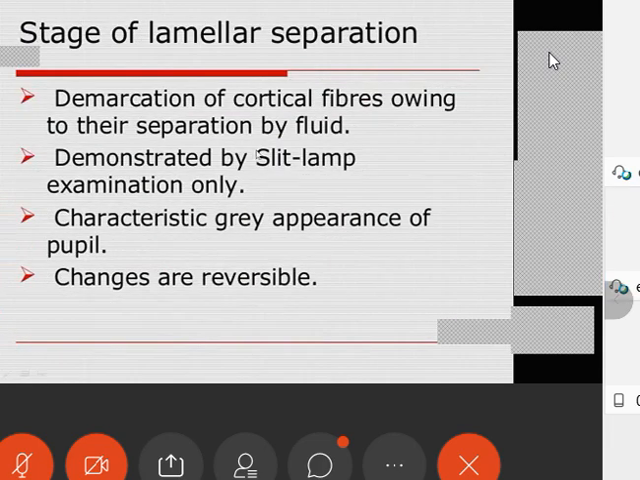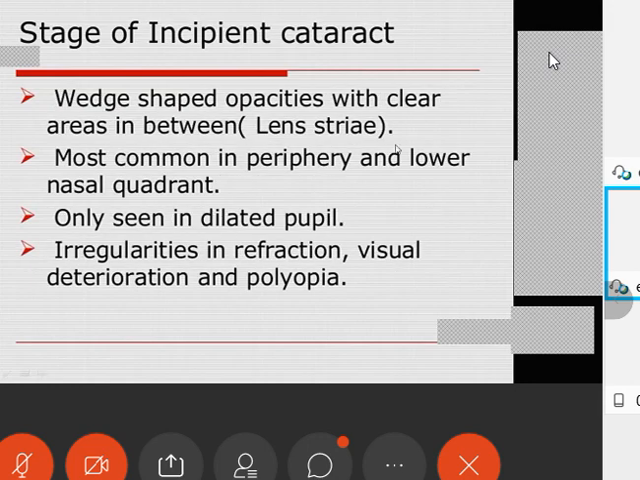The lamellar separation is demonstrated only in the early stage by slit lamp examination. There the lens fibers are clearly seen with the slit lamp. Another thing we have to observe in that case is the gray appearance of the pupil. Okay. And then the incipient stage, I already described, the symptom present in the incipient cataract is polyopia. Only in the incipient cataract is there polyopia.